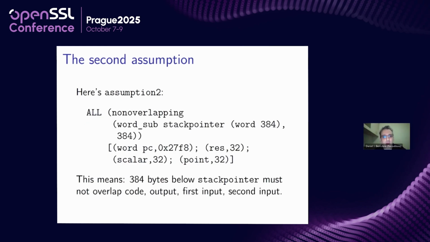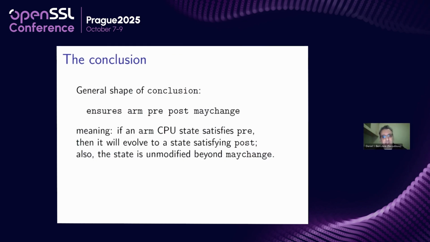Assumption 2 is another of these non-overlapping. There's a little more punctuation here. This all means that everything inside brackets is not overlapping with some range on the stack. This says that the code and the input and output arrays are not overlapping 384 bytes on the stack, which is the amount of stack space used by this code. Which, okay, again, seems like reasonable assumptions about how you're supposed to call this function. Of course, you don't want your inputs and outputs to be crashing into the stack space you're using for the function.